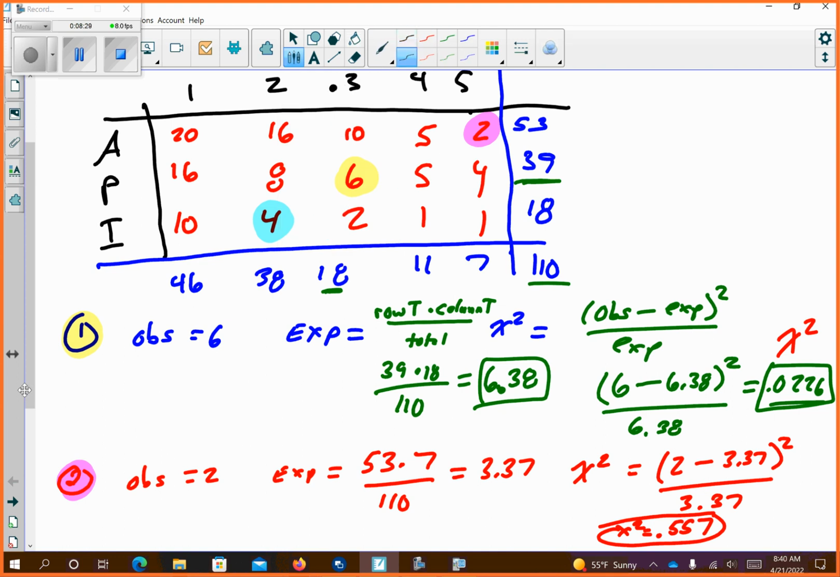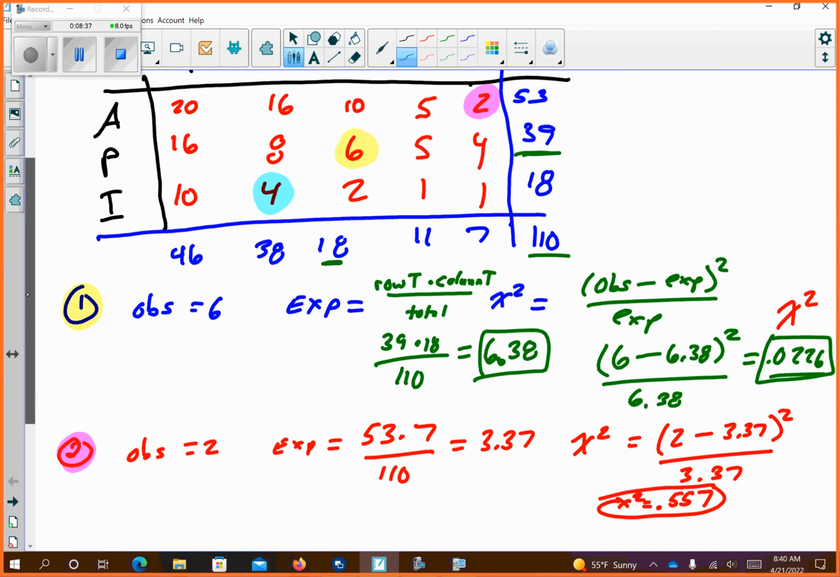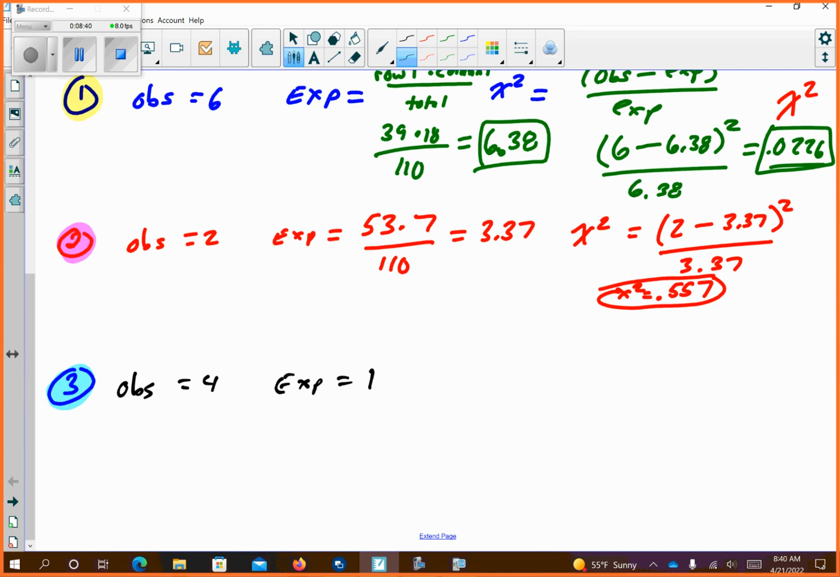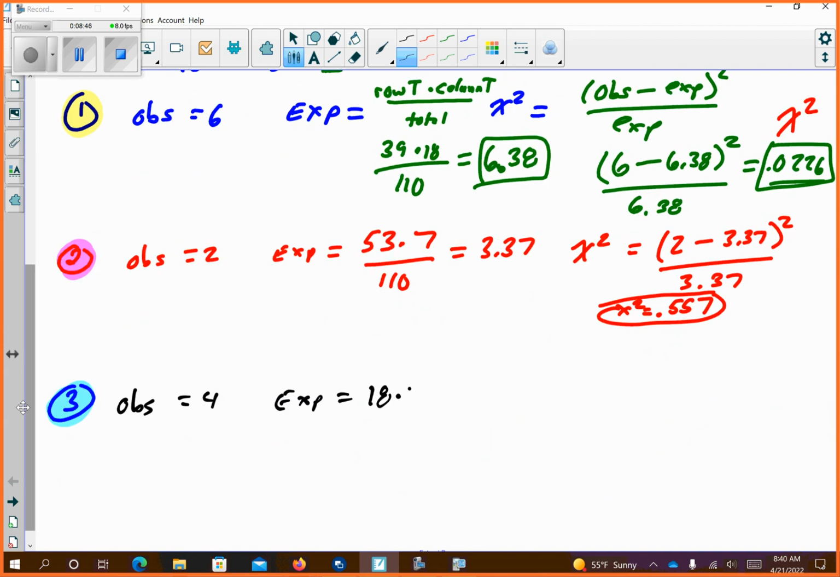So I'm going to go observed is 4. The expected is the row total. Row total is 18 times the column total, which is 38, and then divided by the 110. And that's going to give me an answer of 6.22.